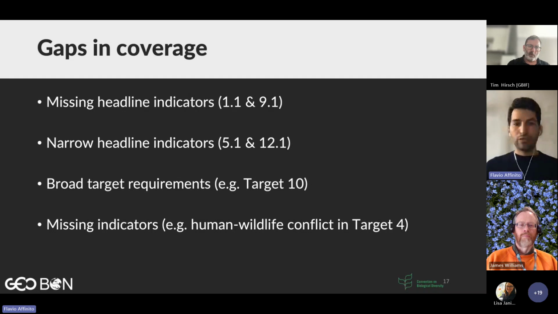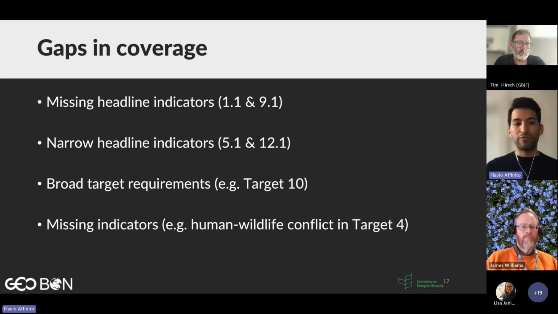Aside from the partial coverage, we do still find that there are some gaps in the monitoring framework at large. Some of these gaps are due to the fact that two headline indicators, 1.1 on biodiversity inclusive spatial planning and 9.1 on the benefits from sustainable use of wild species, are not available. They were proposed in the monitoring framework, and work has gone into trying to develop them, but for now there is no solution to developing them, either due to a lack of data or to methodological challenges, which means that they cannot provide any information on their specific targets.